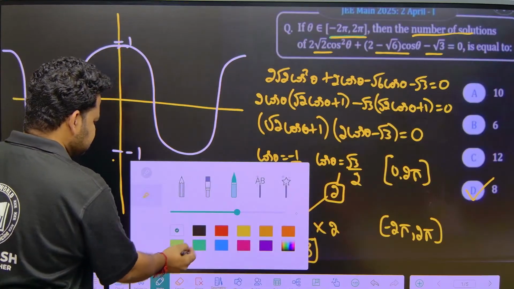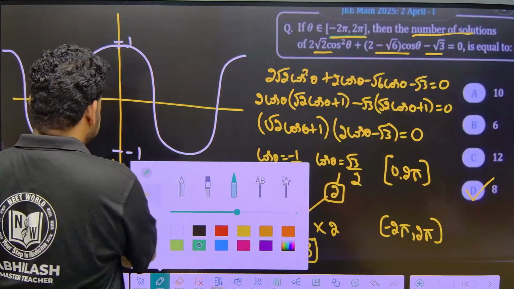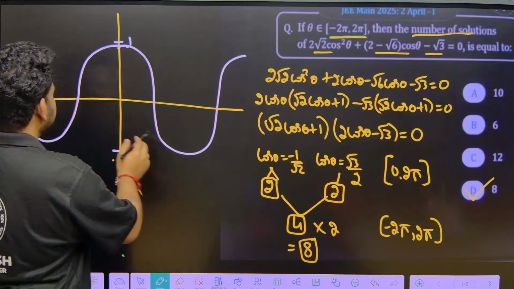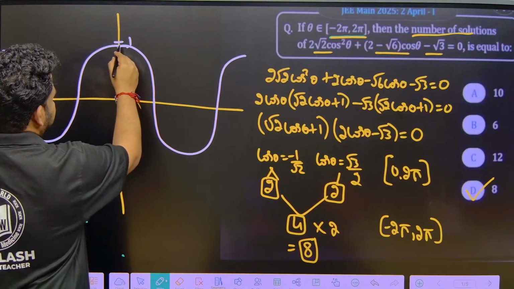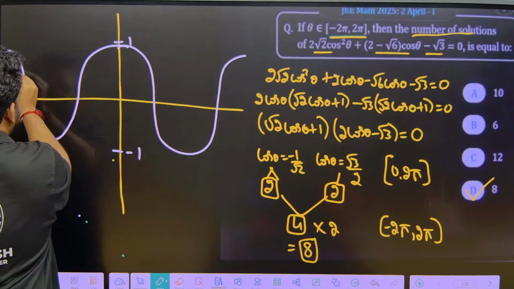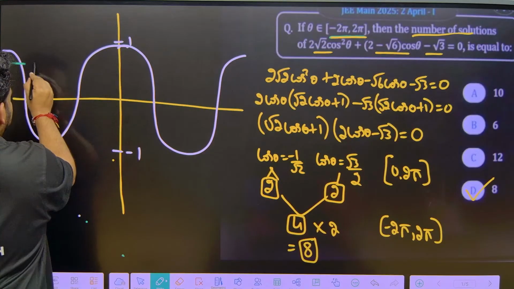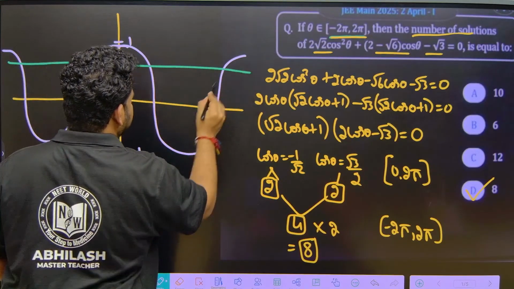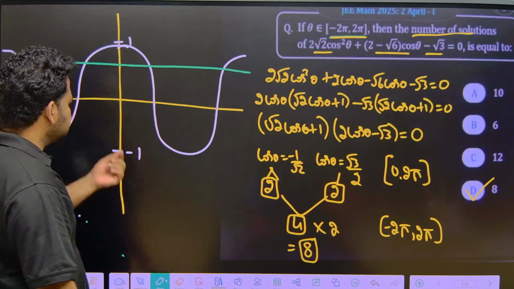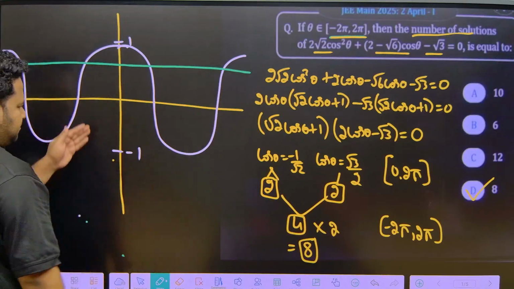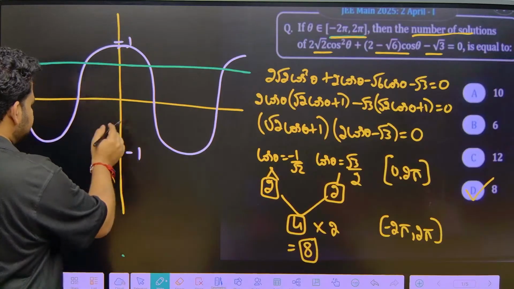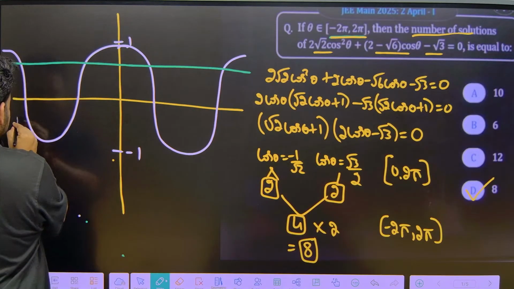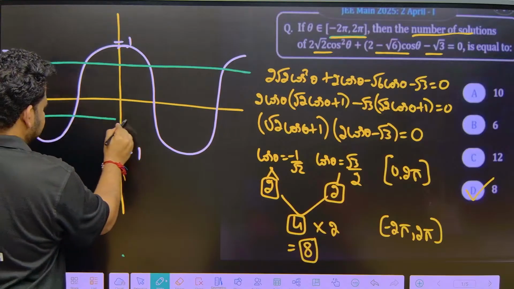See, they have given the first value, we got root 3 by 2. This should be plus 1, this will be minus 1, this will be plus 1, right? So root 3 by 2 will be close to 1, so I will take this close to 1. And minus 1 by root 2 is close to 0 itself, I mean between 0 and minus 1 it will come. 1 by root 2, it is 45 degrees, correct? So let me take minus 1 by root 2 here.